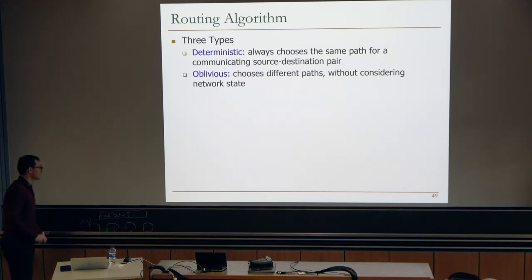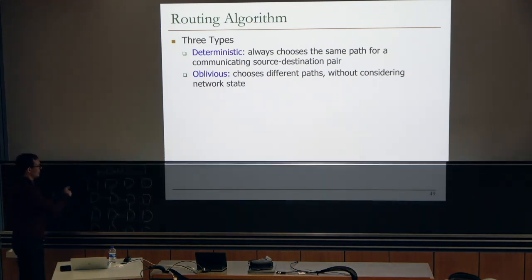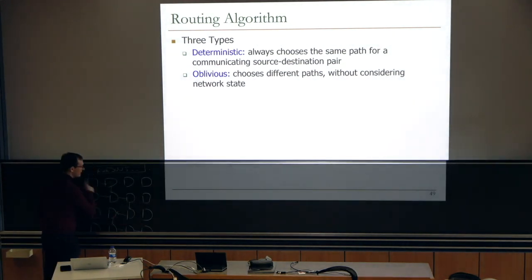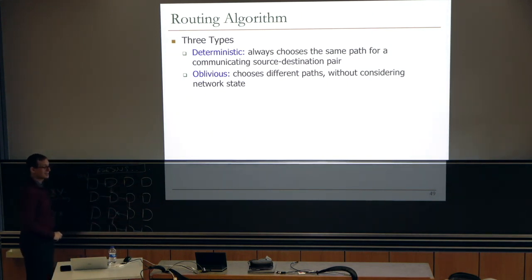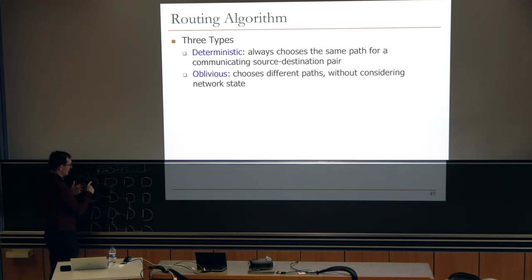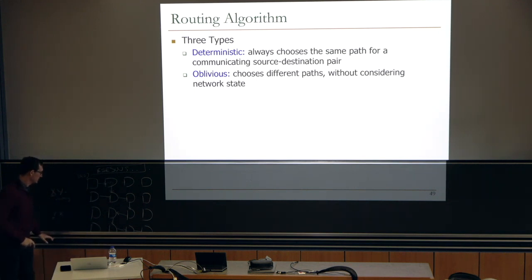What I showed you over here, XY routing, is deterministic. You always go from here to here, you always go this way, right? X, Y, X, Y, X, Y. And this is very bad, as you can see, right? If all of these nodes are communicating with that node 63, everybody's going the same way, and you have a lot of congestion in the network. So deterministic usually leads to congestion.